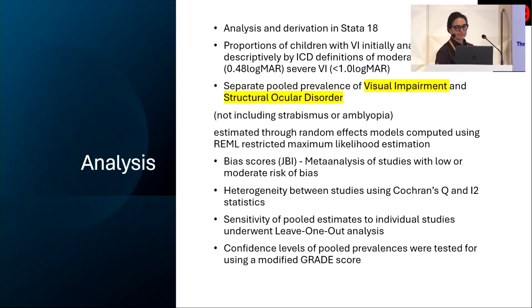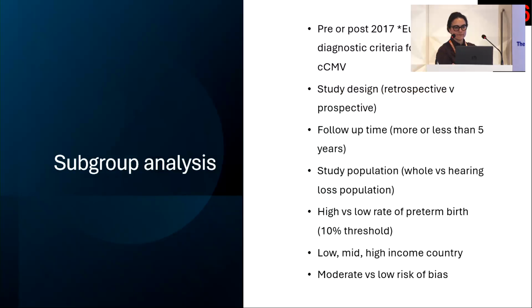So the analysis was targeted at looking at visual impairment and structural disorder as separate, aiming to get a separate pooled prevalence for each. And those pooled prevalence measures were assessed for bias, heterogeneity, their sensitivity, and confidence levels in the pooled prevalence. The data were then sub-analysed, looking particularly pre and post that quite landmark European diagnostic criteria being introduced in 2017.